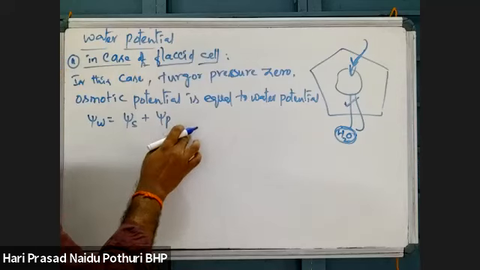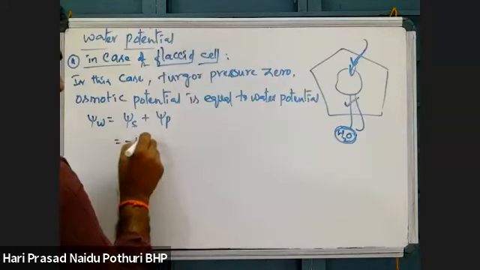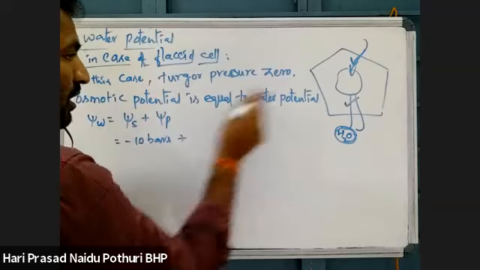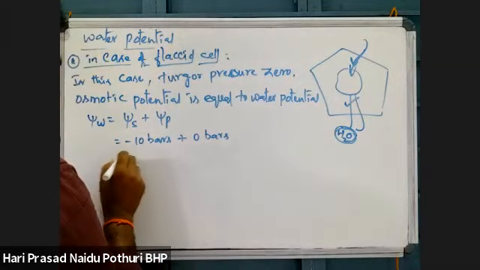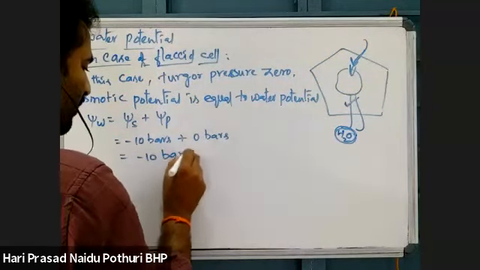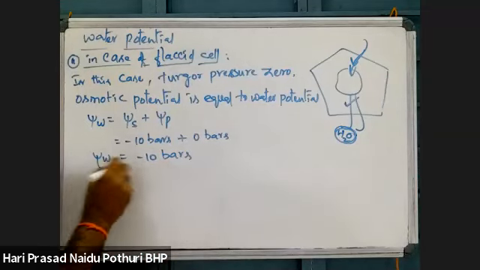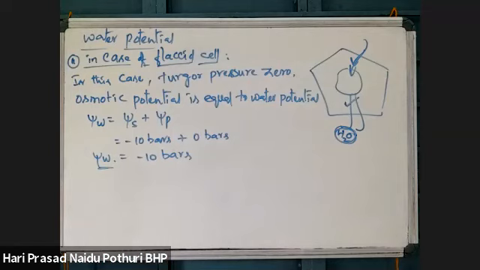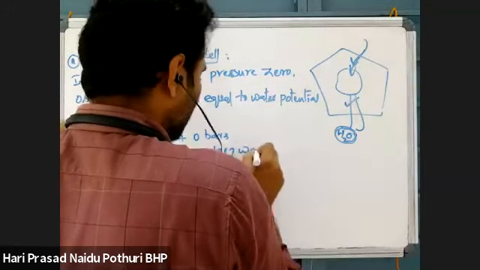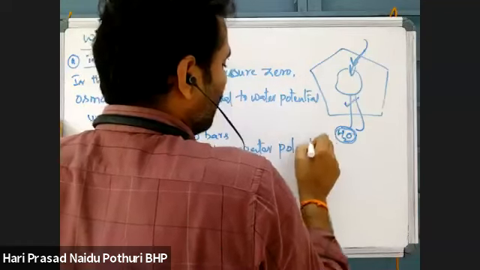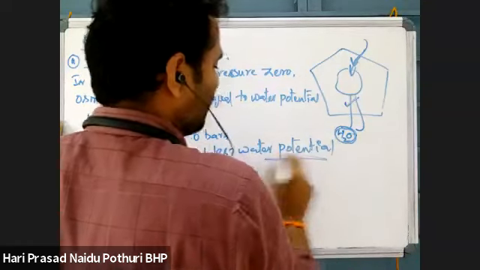Here, what is the pressure we are saying? Turgor pressure. Here, solute potential is minus 10 bars. Pressure potential, the turgor pressure, is 0 bars. So this will become minus 10 bars. So the water potential will be minus 10 bars. So compared to pure water, it has less water potential.